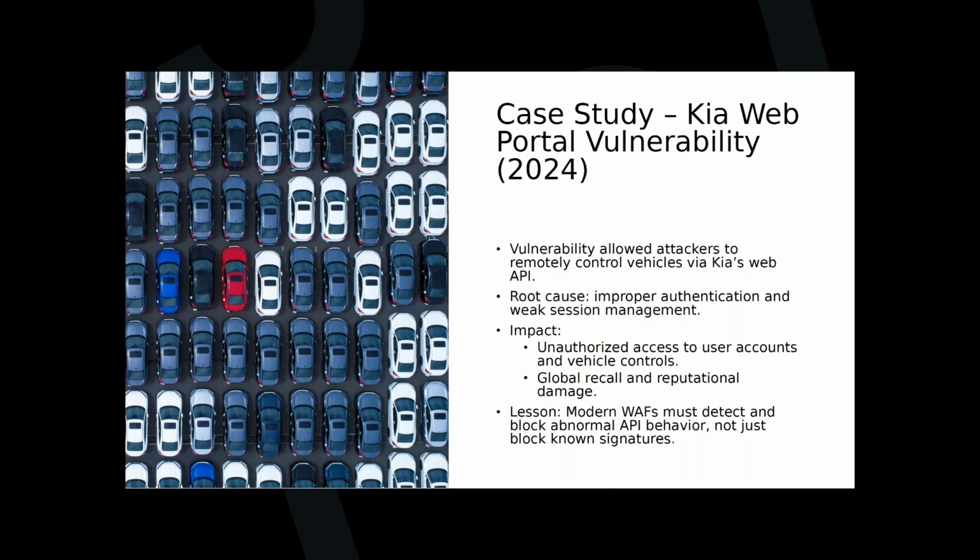So a modern WAF must detect and block abnormal API behavior, not just block known signatures. Because the API is created by someone internal, there need not be any signature or known attack targeting your API. So an API-based WAF is something a little bit different. You can search this case for more detail, but I just want to pinpoint that an API attack can cause a massive issue.